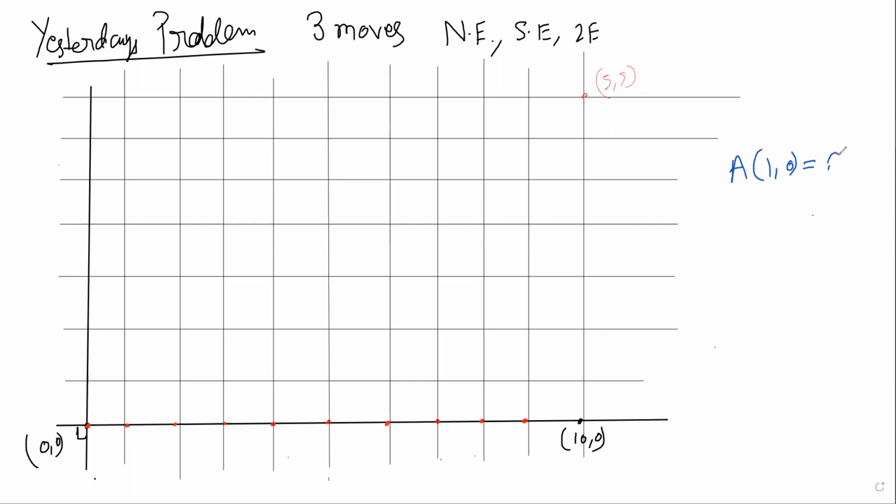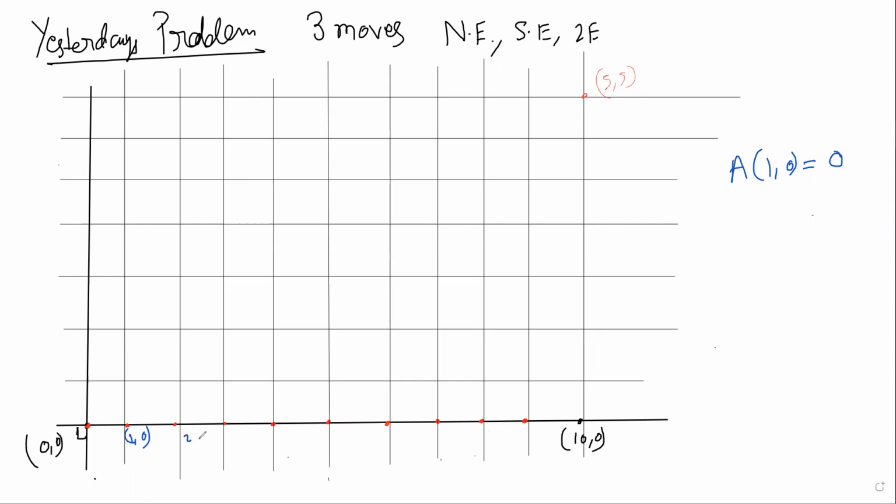So there are 0 ways. Can you reach 1 comma 0? No, right? Because you cannot take one east move. Now, if I make that one east move, then the problem becomes very, very difficult. That's why I'm not doing that. If you make 2 east moves, it's 0, right? So it is a 0.